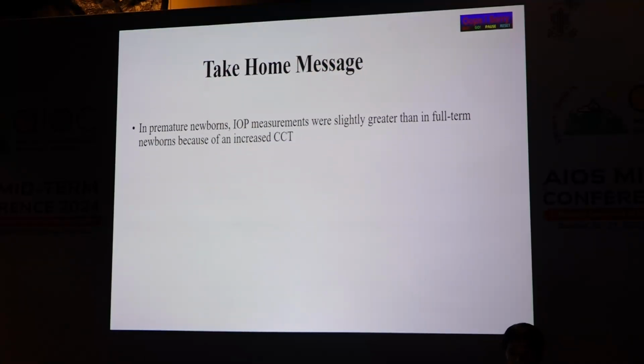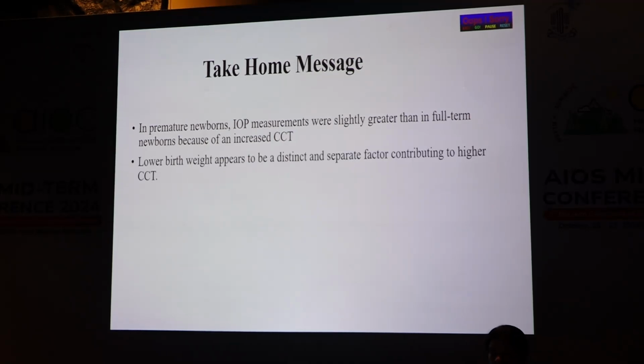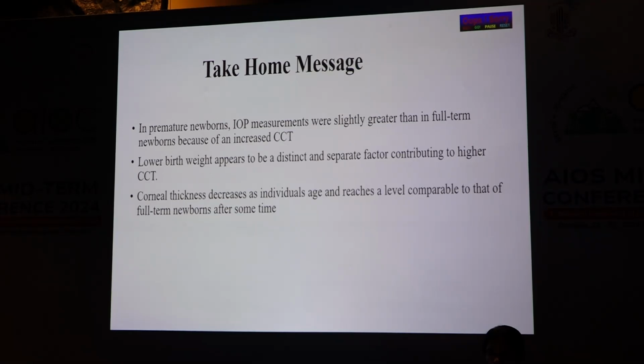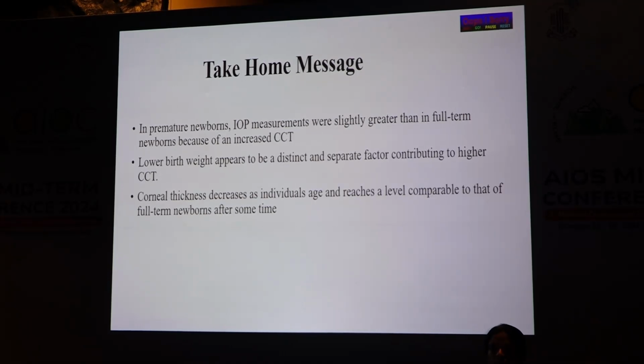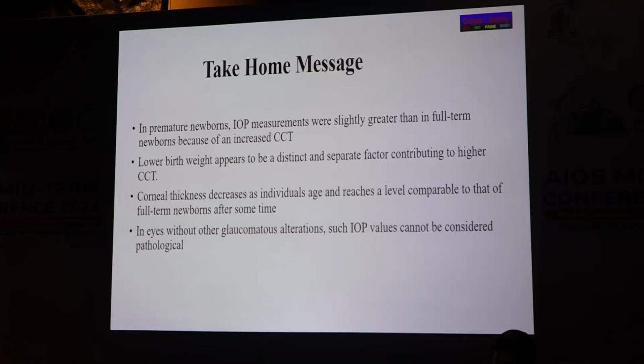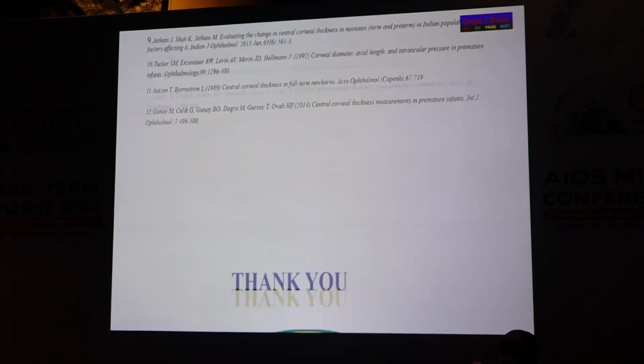So the take home message is that in premature newborns, IOP measurement was slightly greater than in full-term newborns because of increased CCT. Low birth weight appears to be a distinct and separate factor contributing to the higher CCT. Cornea thickness decreases as the individual ages and reaches a level comparable to full-term newborns after some time. Eyes without other glaucomatous alterations but with a higher IOP value cannot be considered pathological. These are the references. Thank you.